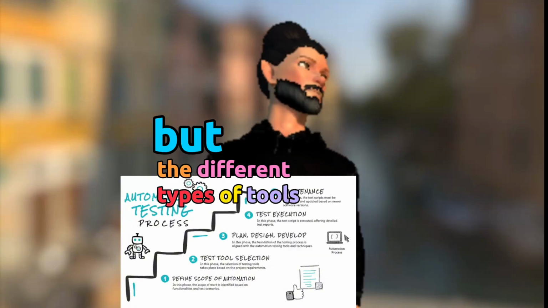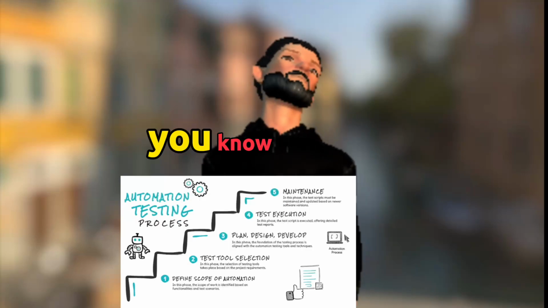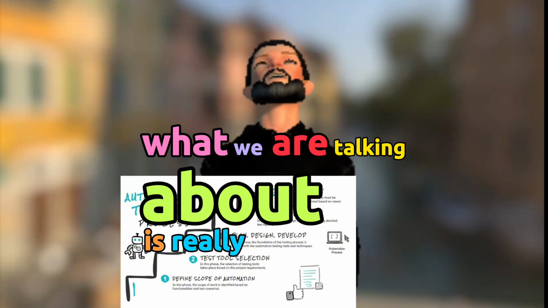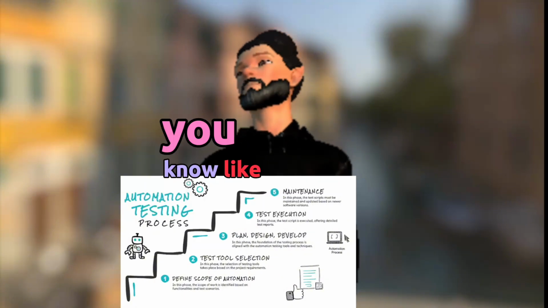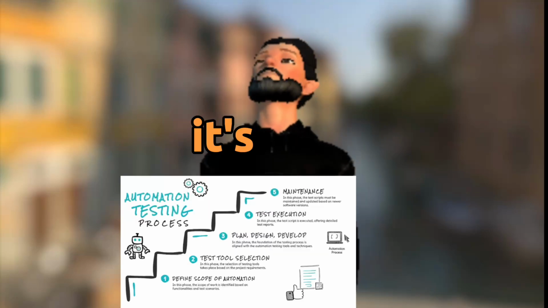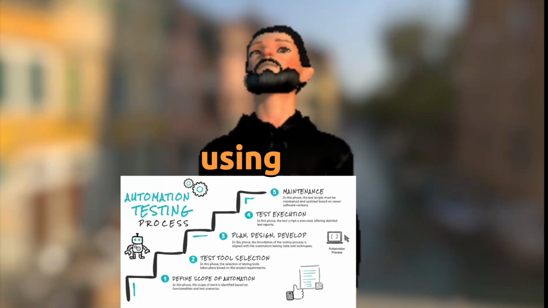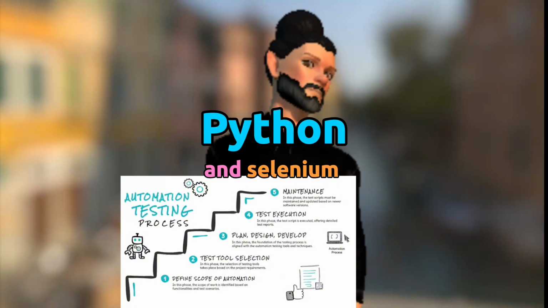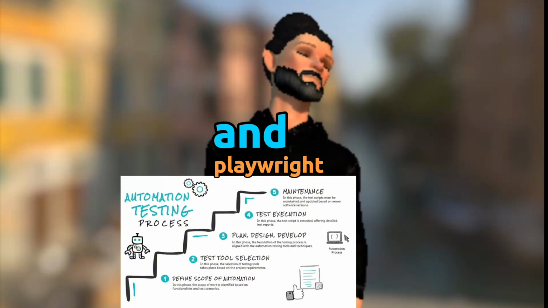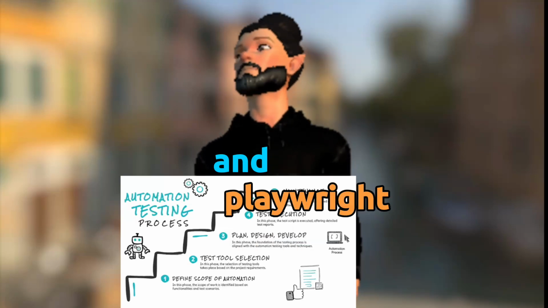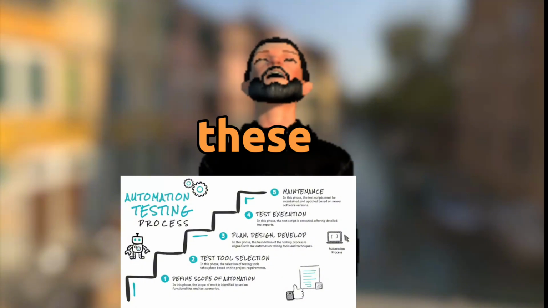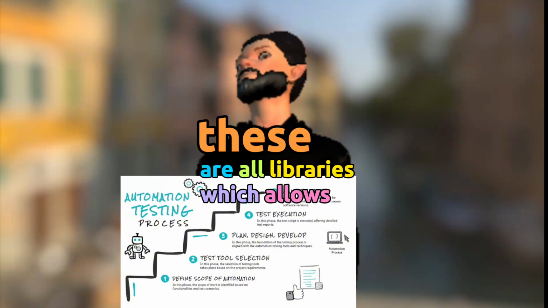But the different types of tools, web application, mostly when we call tools with automation, what we are talking about is really libraries. Java is a programming language, it's not a tool. Python is a programming language, it's not a tool. You build using Python and Selenium, or Java and Selenium, Python and Playwright, JavaScript and Playwright. Playwright or Selenium or PyTest, these are all libraries which allow you to write code.